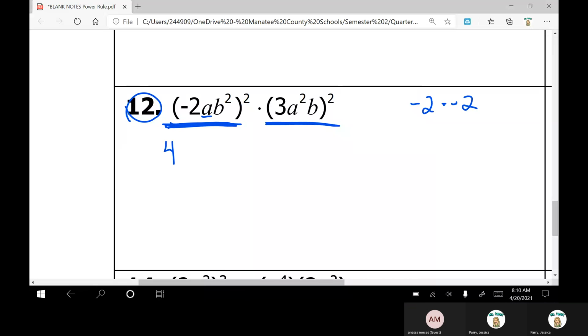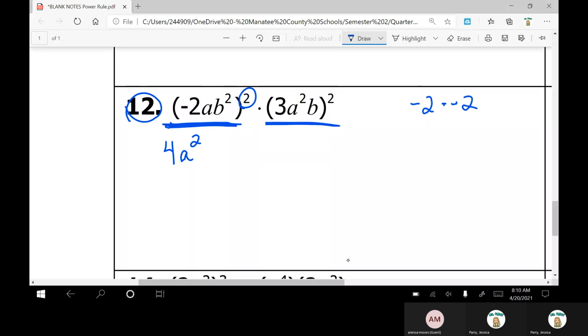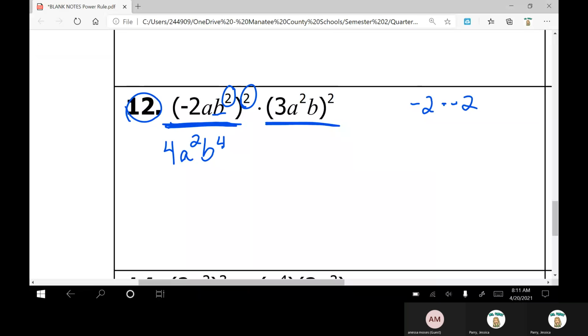And then we can go on to our variable a. All you do is multiply your exponents. There's an invisible 1 right here, so 1 times 2 is 2. And then going on to our next one, b. Multiply your exponents. 2 times 2 is 4. So this first term is simplified. Let's go on to our next one. I'm going to bring down this multiplication sign.